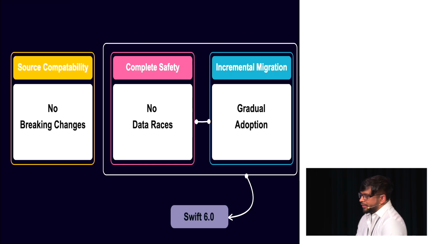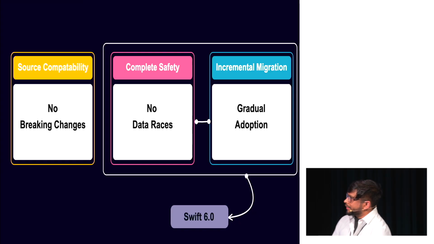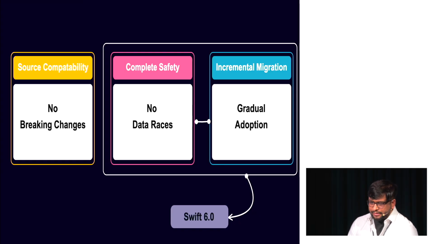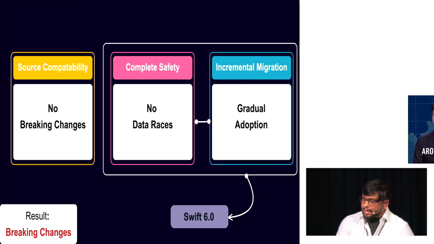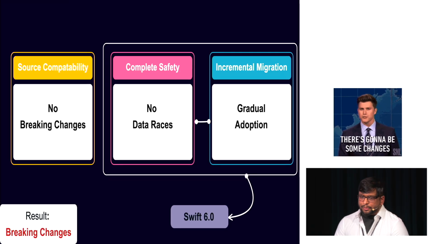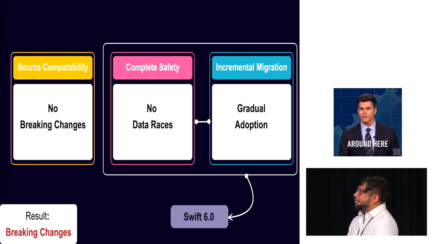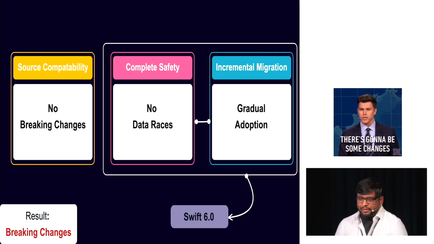Migration is also important. What did they sacrifice here? Source compatibility. So many breaking changes. Apple made the hard choice, safety over compatibility. And the community feedback was intense. Teams were struggling to migrate.